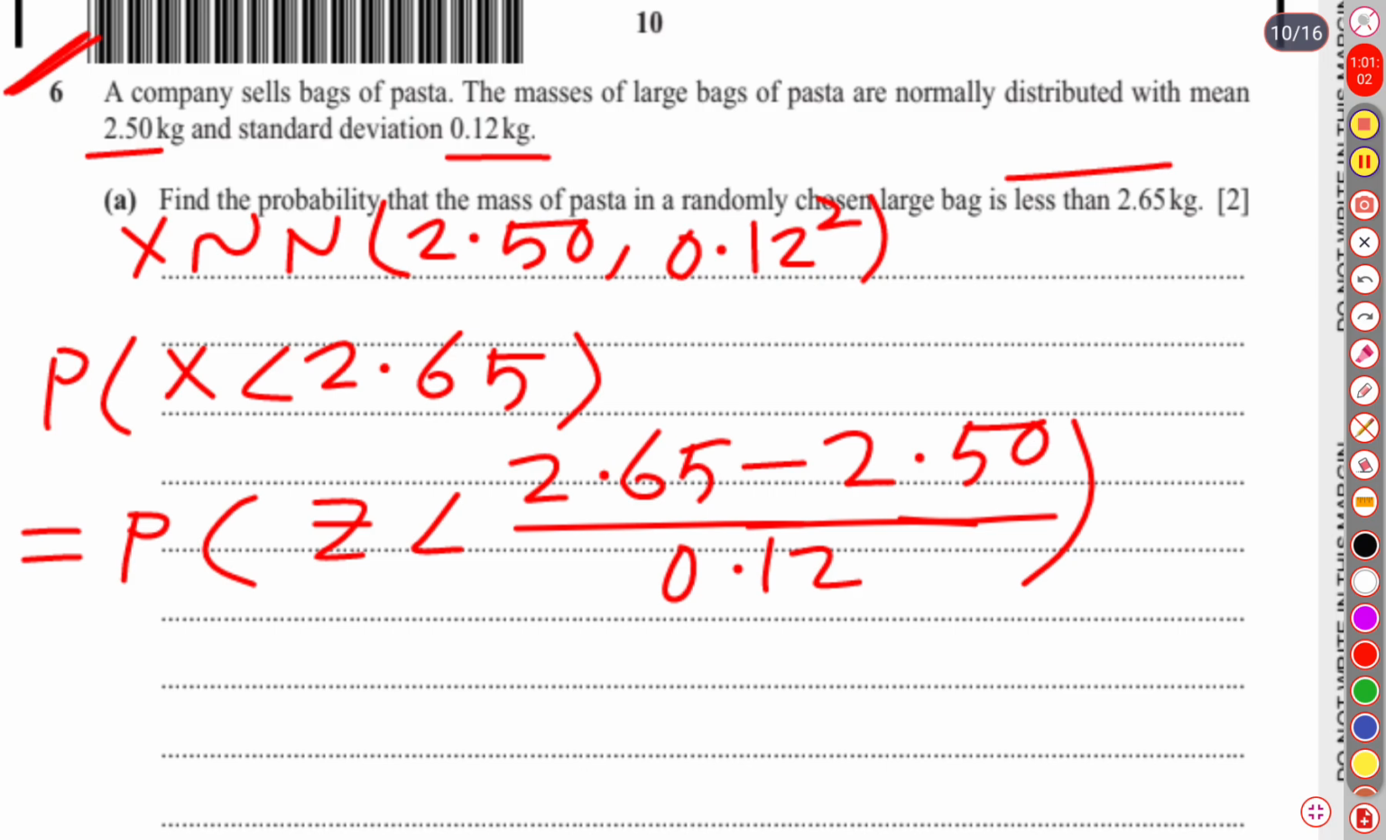Then using our calculator, we will find that our z score is less than 0.125.